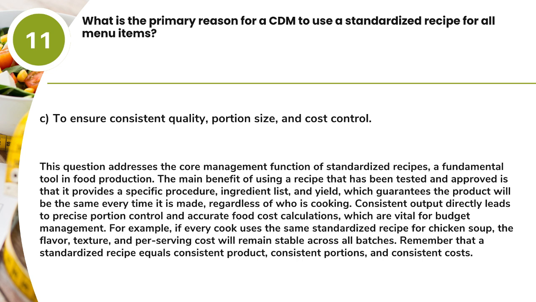Answer: C. To ensure consistent quality, portion size, and cost control. This question addresses the core management function of standardized recipes, a fundamental tool in food production. The main benefit of using a recipe that has been tested and approved is that it provides a specific procedure, ingredient list, and yield, which guarantees the product will be the same every time it is made, regardless of who is cooking. Consistent output directly leads to precise portion control and accurate food cost calculations, which are vital for budget management.